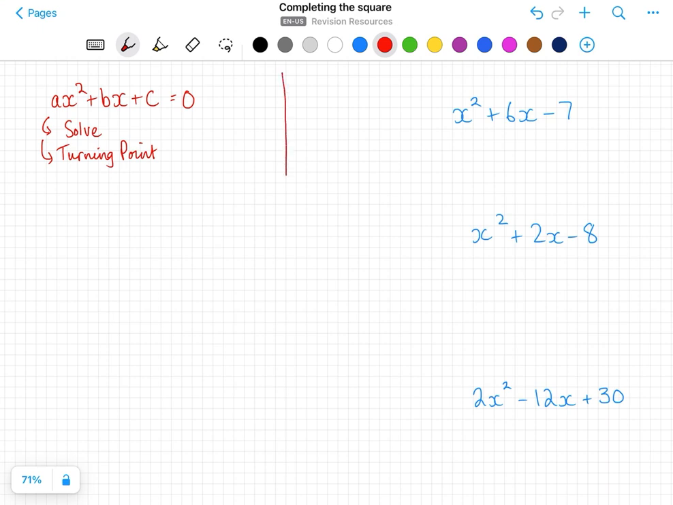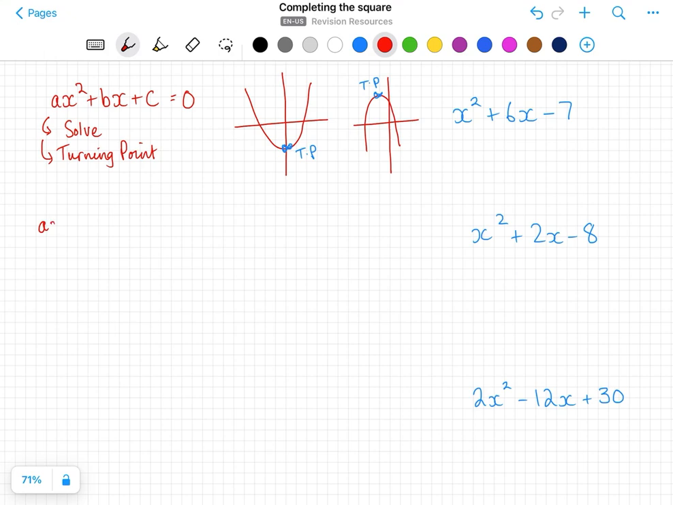A reminder that quadratic graphs are these U-shaped curves. The minimum point is called the turning point. Also to note that if the graph is of a minus x squared, this will be almost like an N-shaped curve, and the turning point here is the maximum point of the curve.